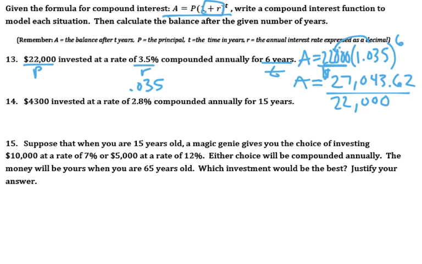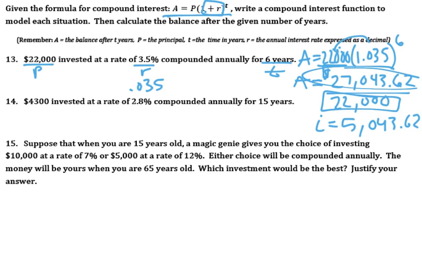So if we wanted to know how much interest we made, we would just take that amount and subtract our principal, and that would say we actually earned 5,043 and 62 cents. That was the interest we earned off of our initial investment. So our total amount is right there. That's what it means by the balance after that many years.